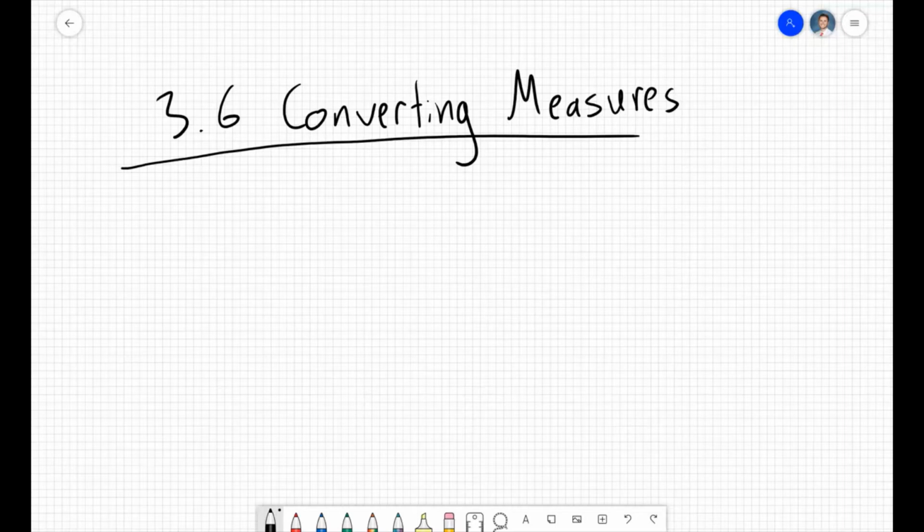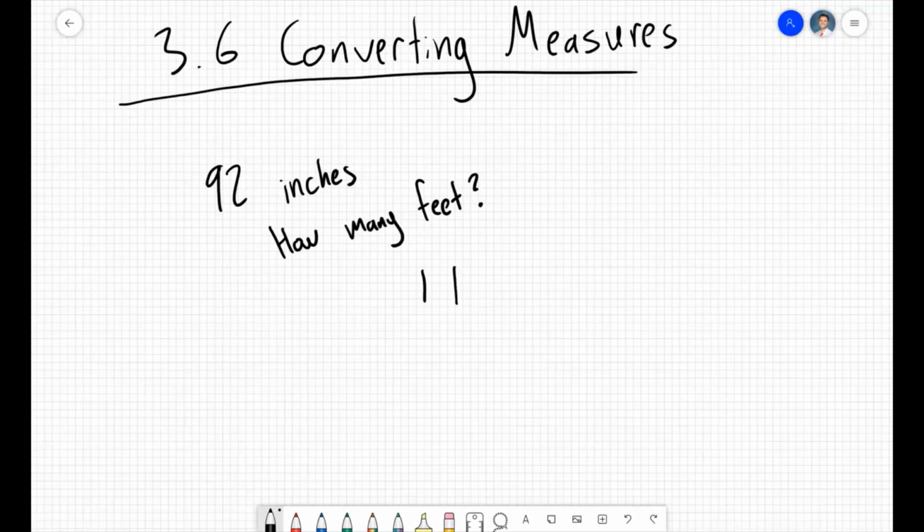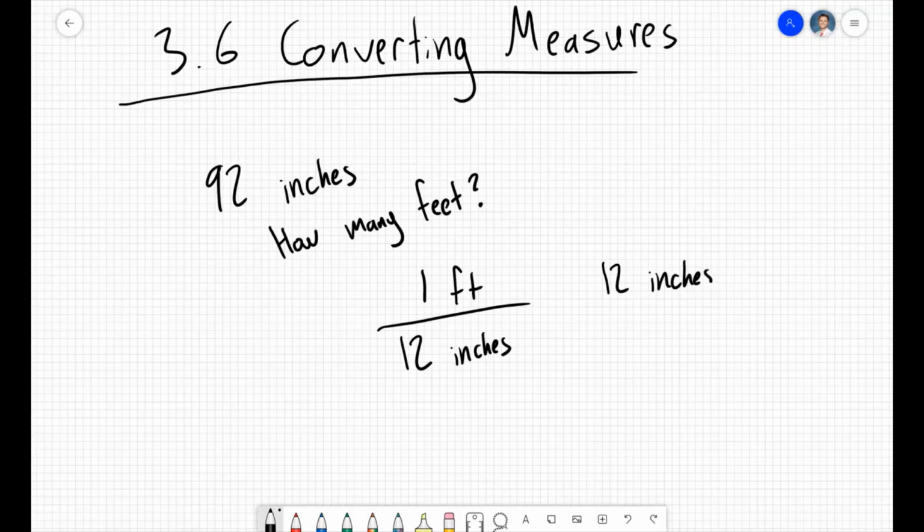So what I mean is, let's say I have something that is 92 inches, and I want to convert this to feet. Now we can use our conversion factor to solve this problem, and it makes it quite easy. I know that every 1 foot is 12 inches. So this would be my conversion factor, 1 foot for 12 inches. I could also write it as 12 inches for every 1 foot.